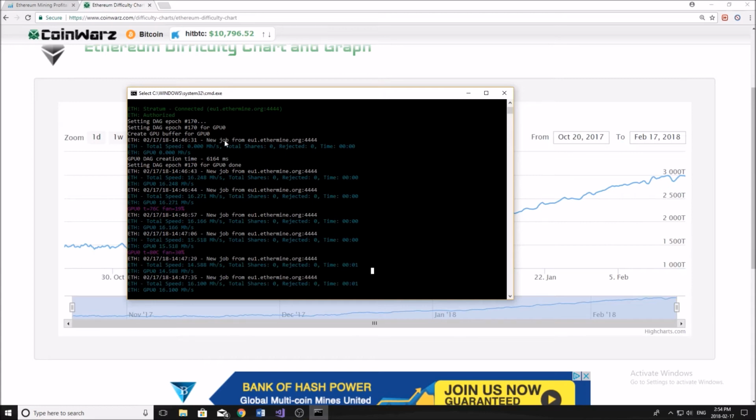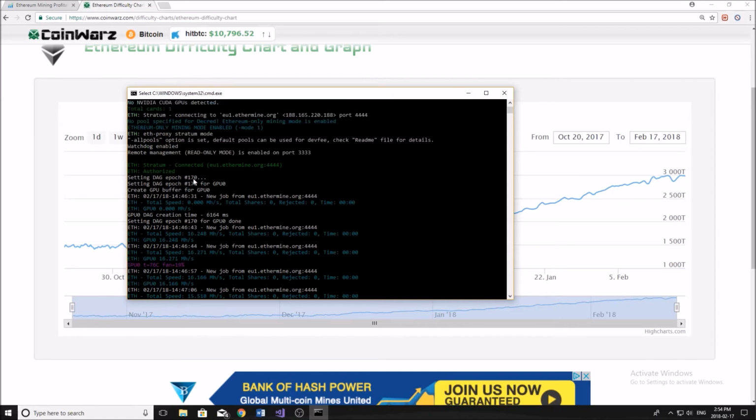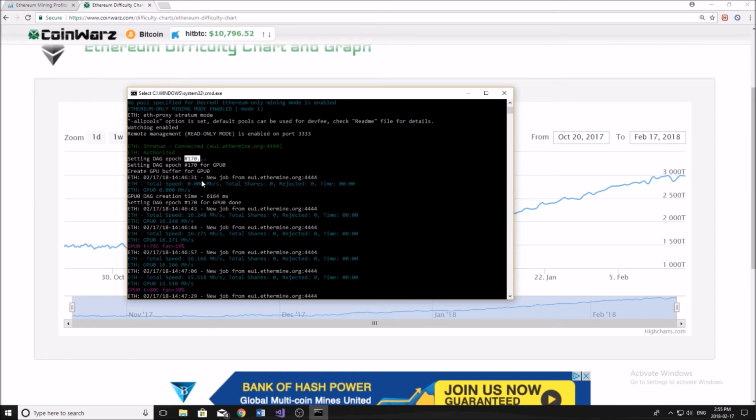So if we look up here, we can see there's something that says the DAG Epoch. Now this happens every time you load up your miner. It shows you this DAG and this DAG number. Now this number represents the difficulty of the network. So when I started mining, my DAG was at about 130, so that was pretty low, and that's when I was getting those high megahashes, so 23 to 25 megahashes. And now you can see we're at 170. So as this number increases, your mining performance decreases.